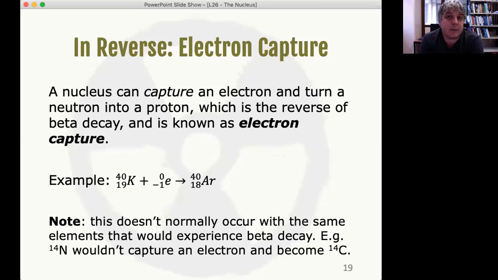Then we can do that in labs. We can fire electrons at high speeds into a nucleus, and then the nucleus will absorb it and turn a neutron into a proton. Sorry, other way around, turn a proton into a neutron. It doesn't normally occur with the same elements that would experience beta decay. So nitrogen-14 wouldn't normally capture an electron and become carbon-14. It doesn't normally happen that way. It certainly can, we could force it to, but it's not what would normally occur.